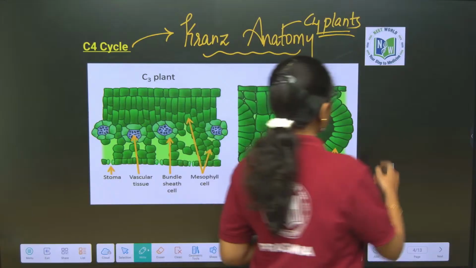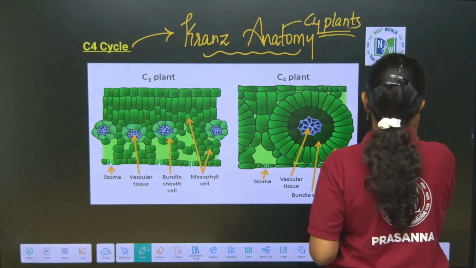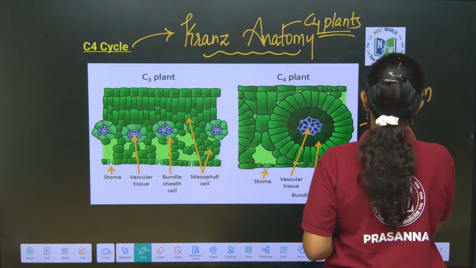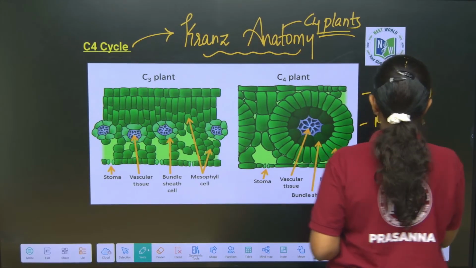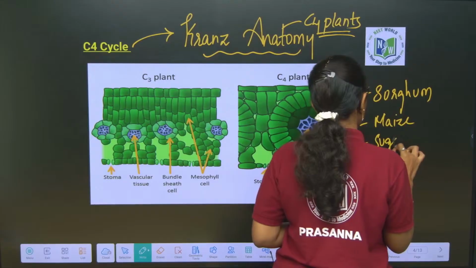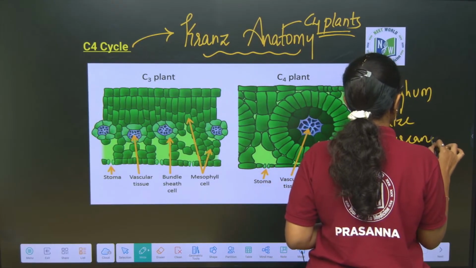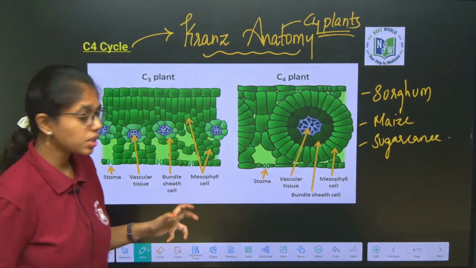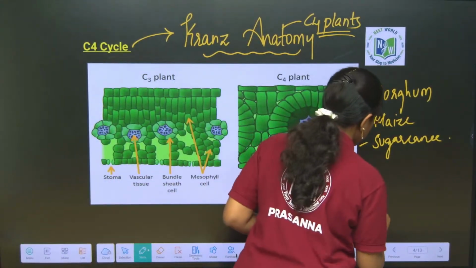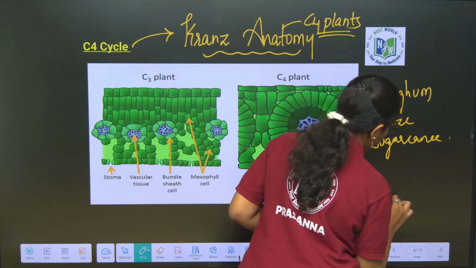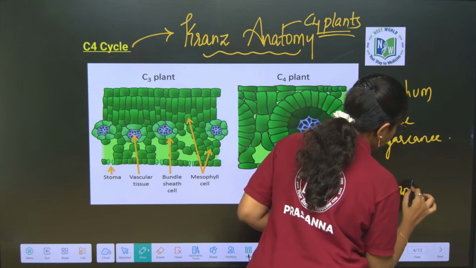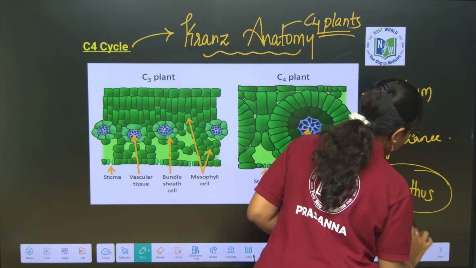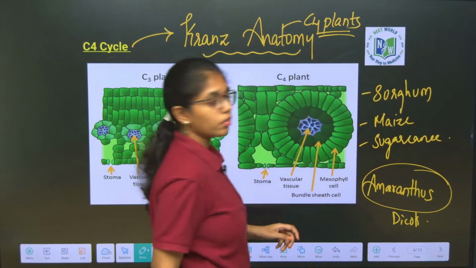Best examples for this can be sorghum, maize and sugarcane. These are the best examples in which the C4 cycle will be conducted. The only dicot in which the C4 cycle is conducted is Amaranthus. This is the only dicot. Mostly in monocots, the C4 cycle will be conducted.